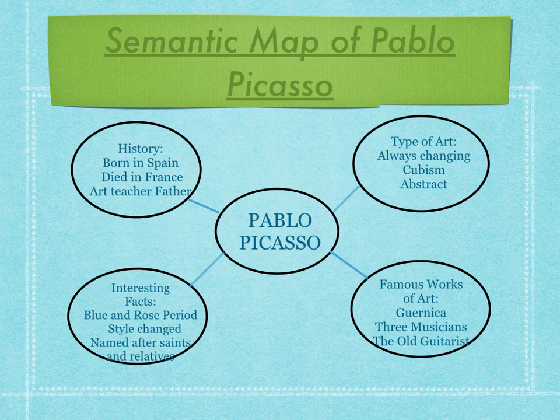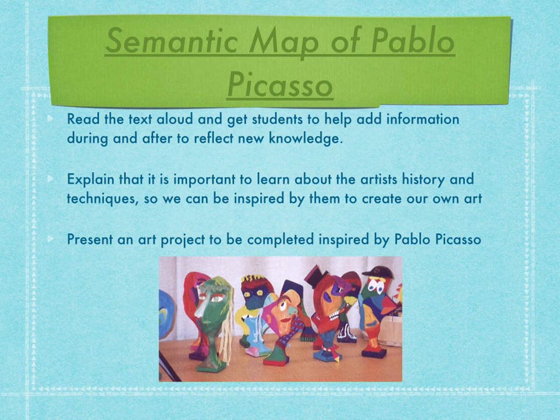I came up with maybe his history, parts of his life, such as he was born in Spain, he died in France. Another subtopic was interesting facts like the blue and the rose period and how his style always changed and how he was named after the saints and relatives. The type of art always changing, and some of his famous works of art, which is the Guernica, Three Musicians, and the Old Guitarist.